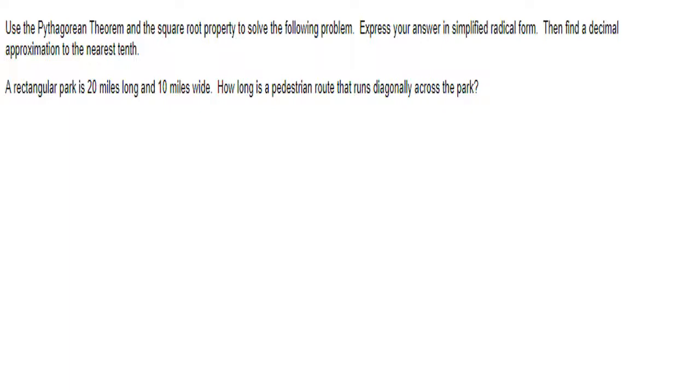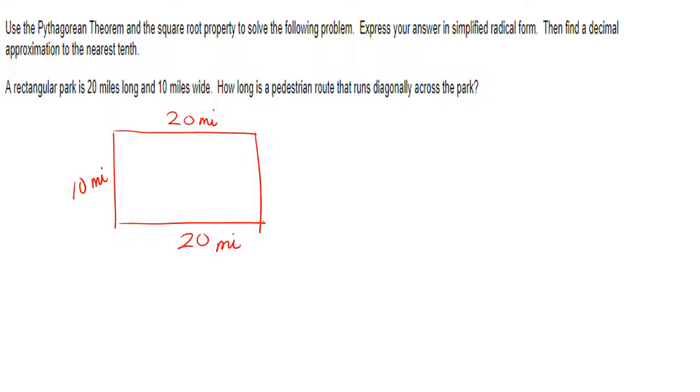Now in this example, we're told to use the Pythagorean theorem and the square root property to solve. Here we have a rectangular park that is 20 miles long and 10 miles wide. So it's 10 by 20. I'll just sketch this out for us. It asks how long is a pedestrian route that runs diagonally across the park. That's the question. We don't know how long that is.